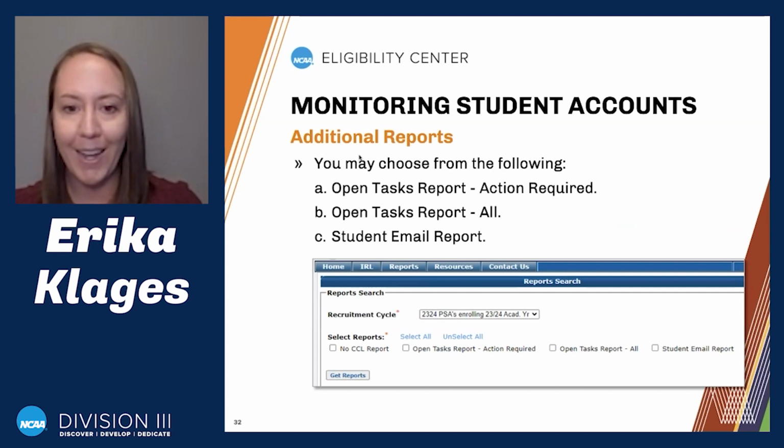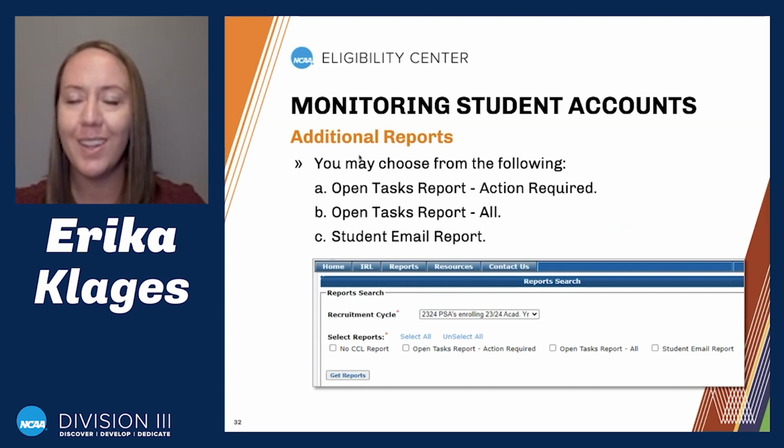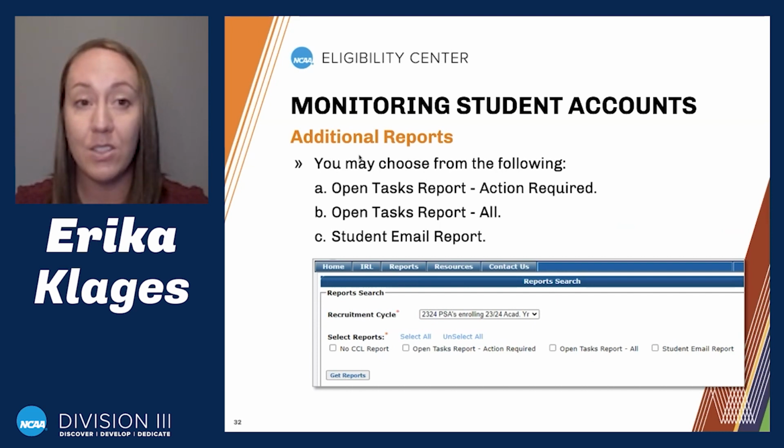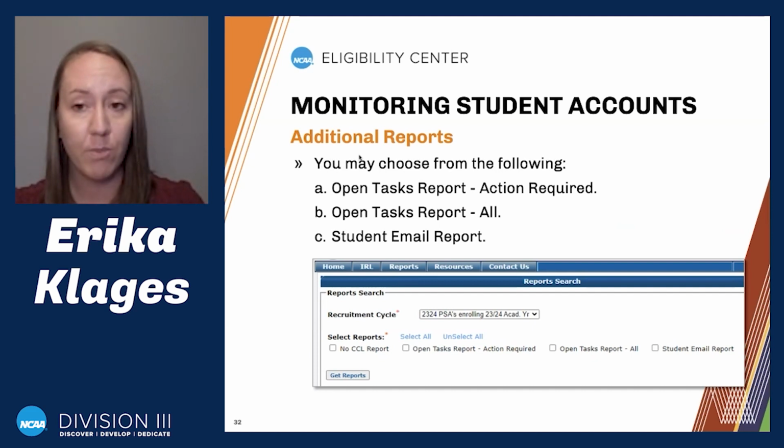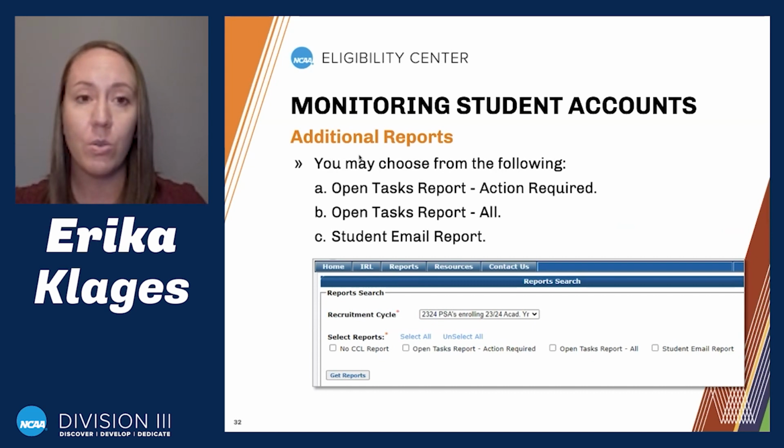So the open task report action required is going to show you anything that is required for the institution itself to do. So this would be things like there's an open task requiring a response from the institution. So you would email your information to the Eligibility Center. There's also things like matriculation letters. So we need you to confirm the PSA's date of first full-time enrollment. Those type of tasks that need you to do something on campus are going to be in that report.